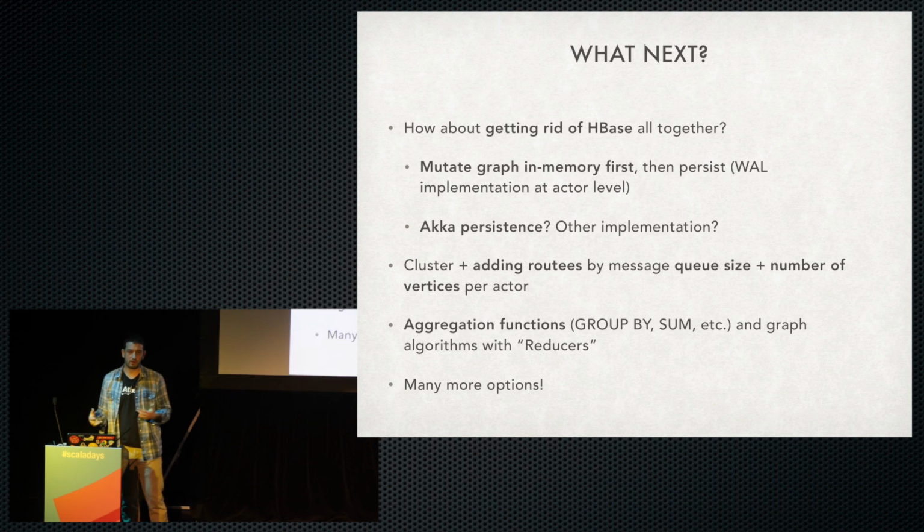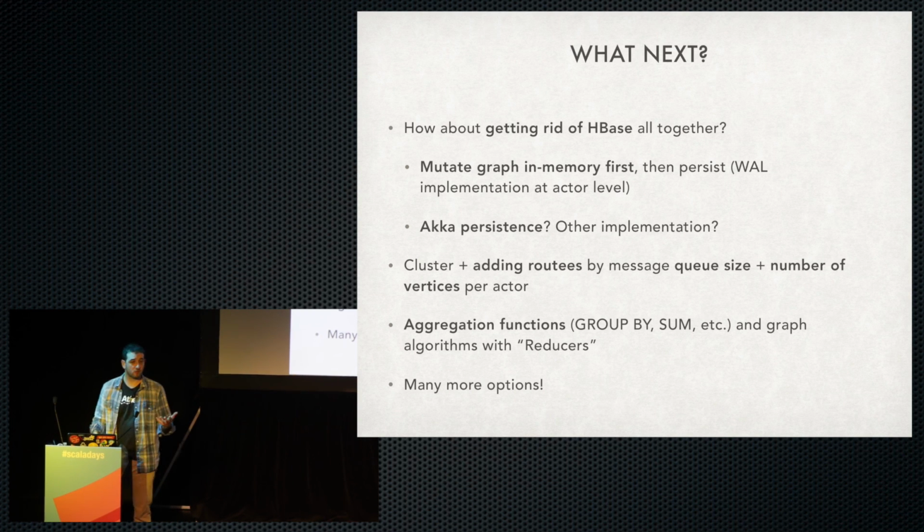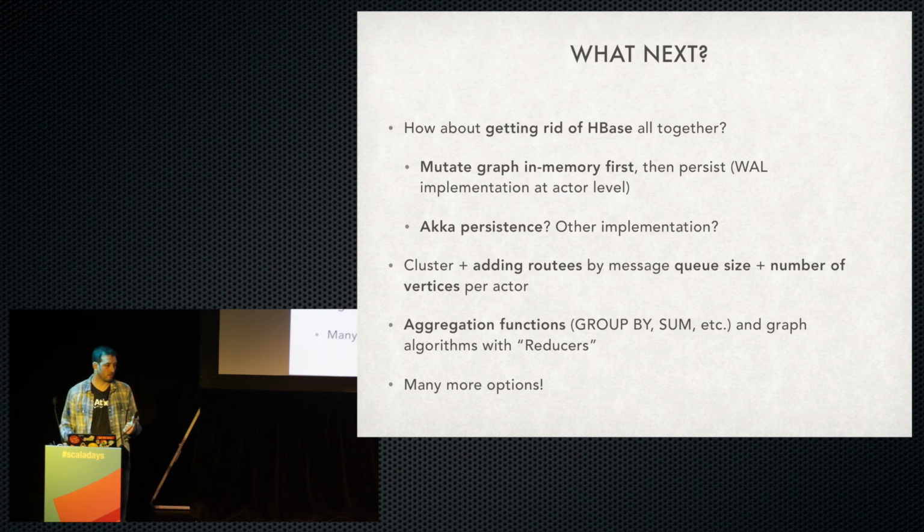Well, why don't we mutate the graph in memory first, maybe implement the WAL, a write-ahead log that's very similar to what Cassandra and HBase do. Maybe we can use Akka Persistence for this. Maybe we use something like HBase or Cassandra or something else, but just to store the actor state, not necessarily to store the data aside from that state.